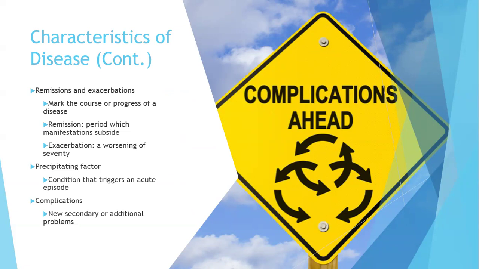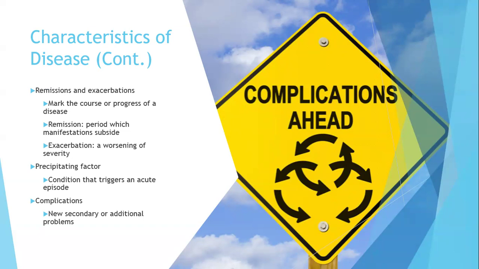Remissions and exacerbations mark the course or progress of a disease. So a remission is a period in which the manifestations subside. An exacerbation is a worsening of severity. So there are a lot of chronic illnesses such as rheumatoid arthritis, fibromyalgia I mentioned earlier, multiple sclerosis. They're chronic inflammatory diseases with acute exacerbations.